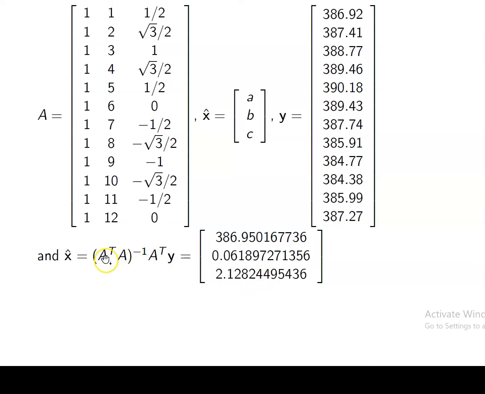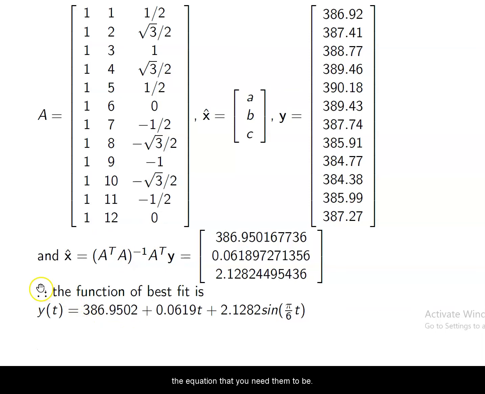Just a word of advice. Find A transpose A first. Take the inverse of that. Then after you have that resulting matrix, take that inverse matrix you just found and multiply it times A transpose. Just make sure they're on the right side of the equation that you need them to be. And this gives us a function of best fit as A plus B T plus C sine pi over 6 T.